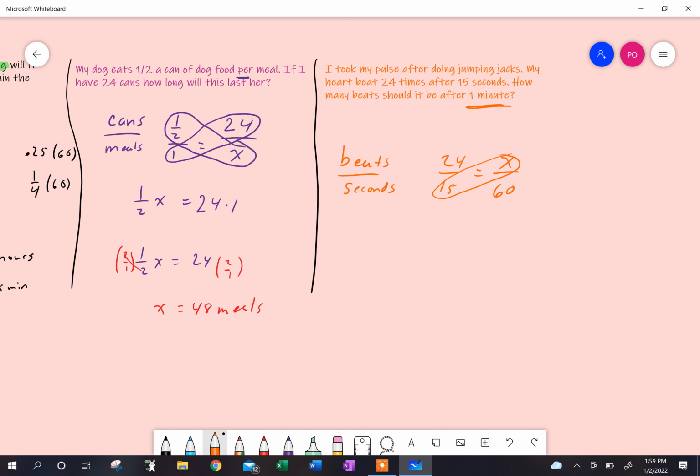So once again, I'm going to do 15 times x equals 24 times 60. So I get 15x equals, what is that, 1440? 24 times 60 is 1440, good. And then I'm going to divide by my coefficient, 15. X equals 1440 divided by 15, which is 96. I should have 96 beats out of that 60 seconds. If I plug it back in, it would be 96 beats per minute. All right? That's it. So once again, cross product, super useful.